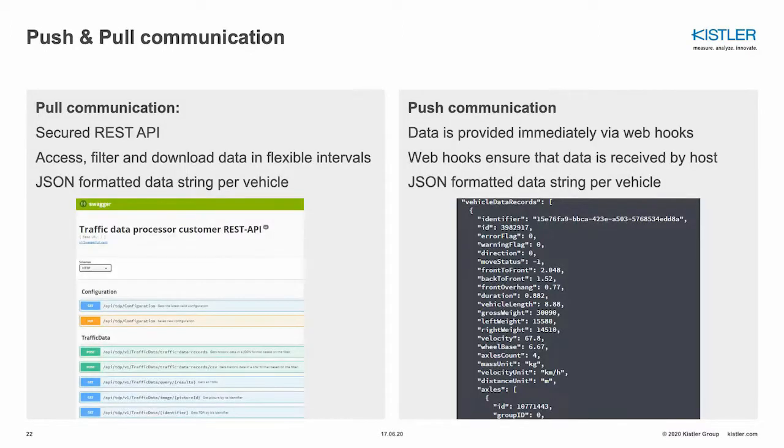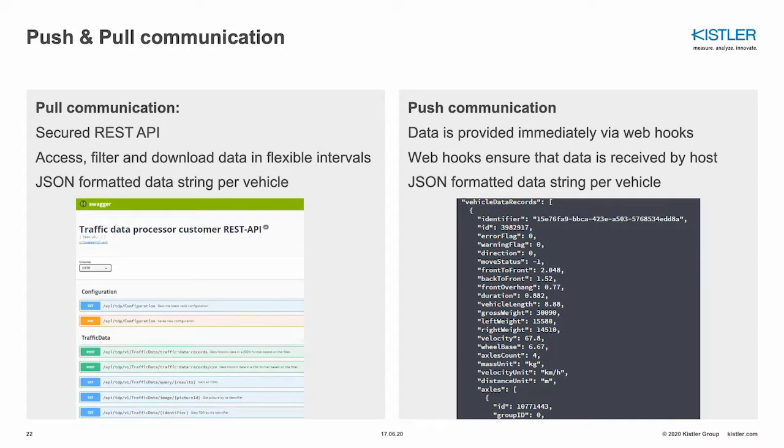In many cases, WIM systems are integrated into higher level systems. For these systems, it's important that there is a machine-readable interface of the data which is provided by the WIM system. KiTraffic Digital offers both a pull and a push communication. Pull communication means that the higher level system can pull the data from the WIM system every time that it wants the information. Maybe every 5 minutes, or just once a day, or only once a month.